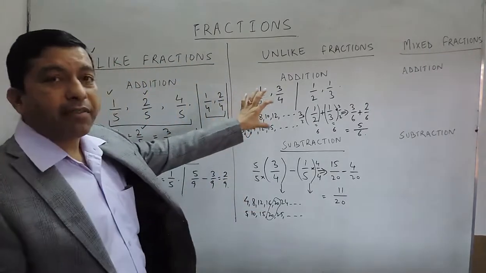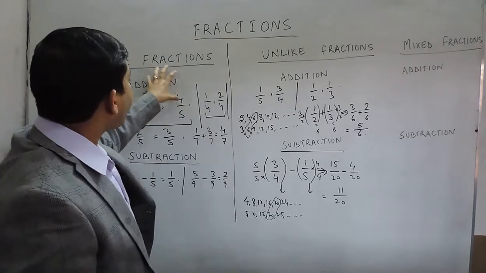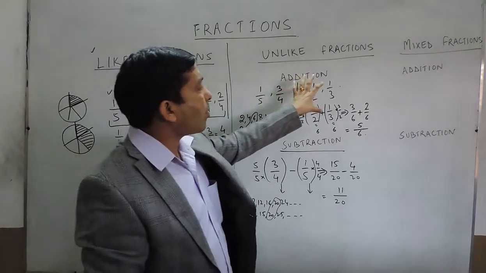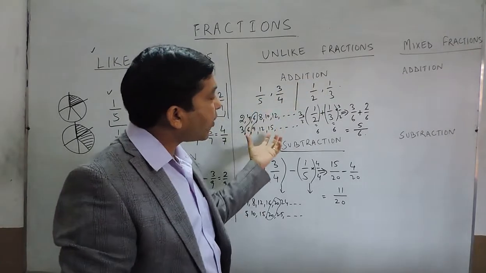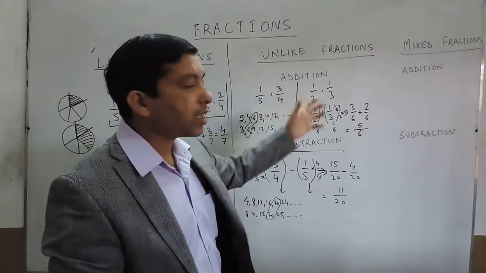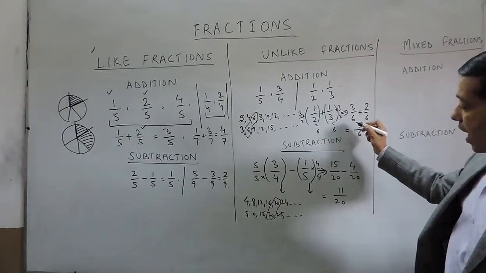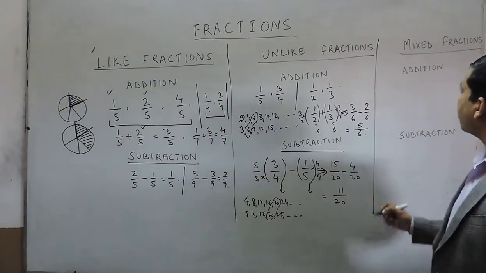So I am saying that when we have to solve the like fractions, we can simply add and subtract. When we talk about unlike fractions, then first of all we have to convert the unlike fractions to the like fractions by the concept of equal fractions and then we can add or subtract.